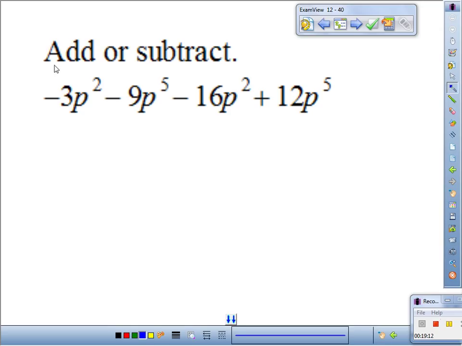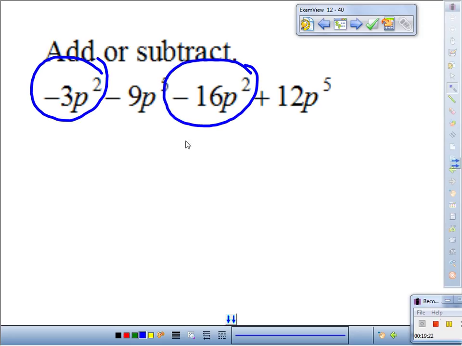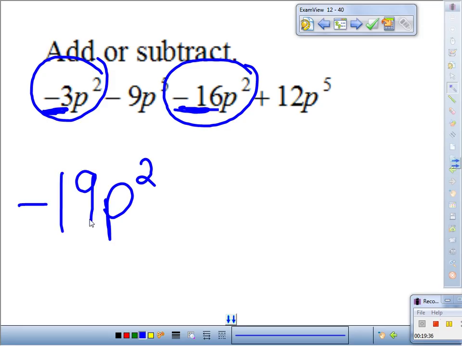All right, this one, add or subtract. Here we go. I'm going to start with the first term. Circle it. Is there another p to the second? Yes, circle that one. So that means I'm going to combine these two. So I write p to the second. Does it say multiply? That's why we don't do anything to the exponents. We just write the same term. And we combine the coefficients. What is negative 3 and negative 16? That's negative 19.